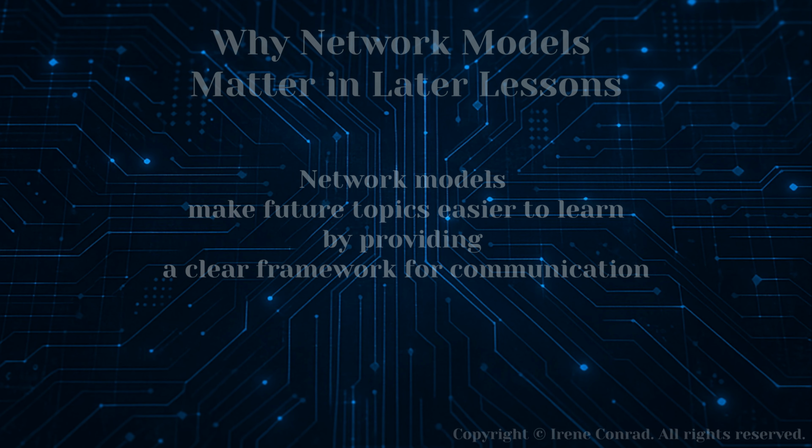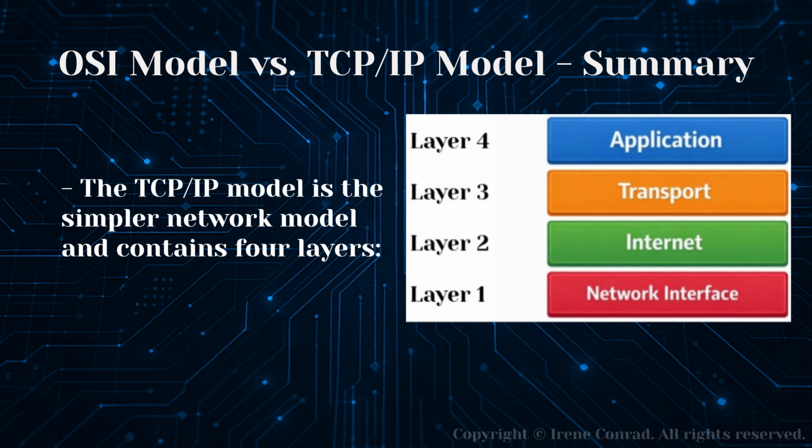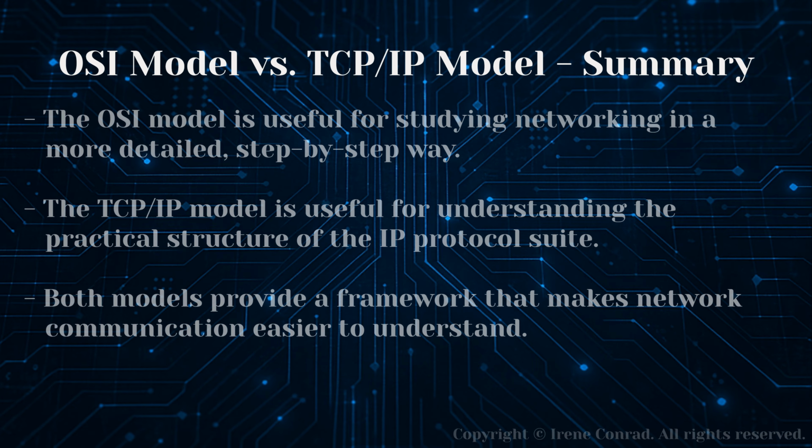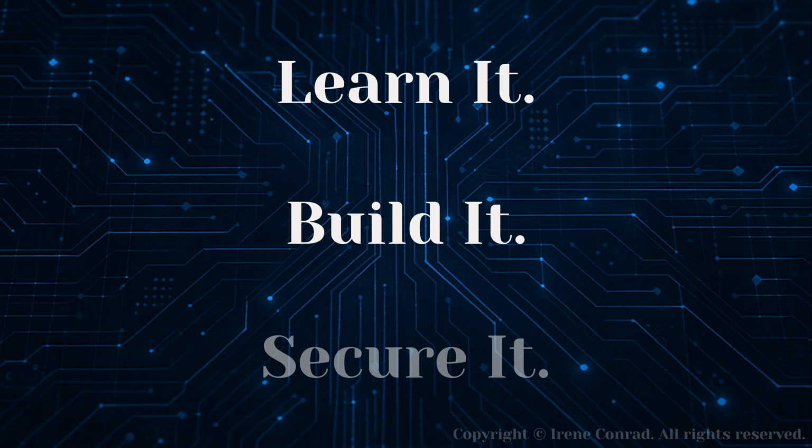So let's wrap this up. The OSI model is the more detailed model with 7 layers: physical, data link, network, transport, session, presentation, and application. The TCP/IP model is the simpler model with 4 layers: network interface, internet, transport, and application. The OSI model helps you study networking in a detailed way. The TCP/IP model helps you understand the practical structure behind the IP protocol suite. And most importantly, both models help make networking easier to understand. In the next lesson, we'll keep building on this foundation.